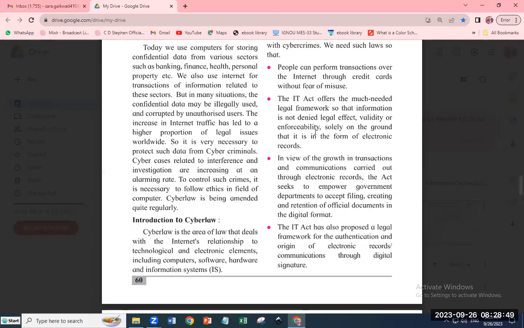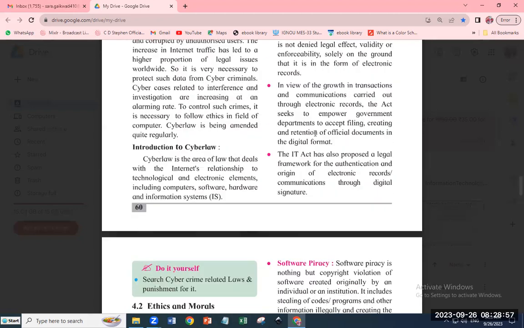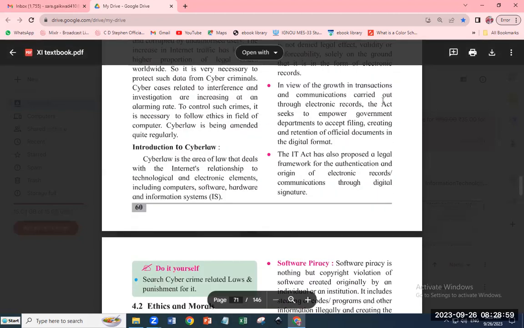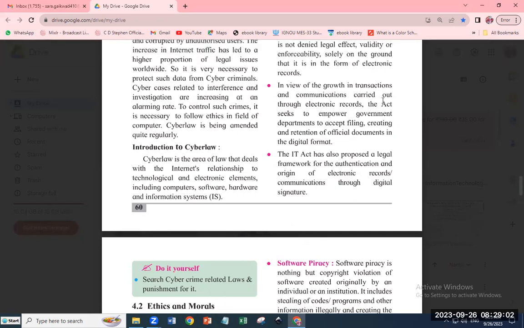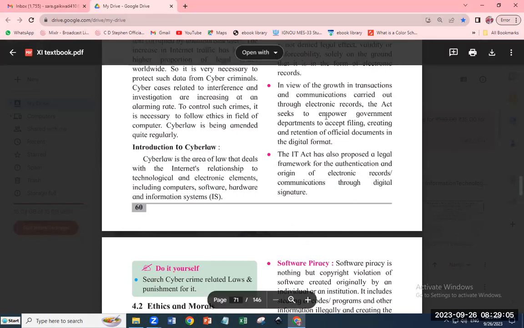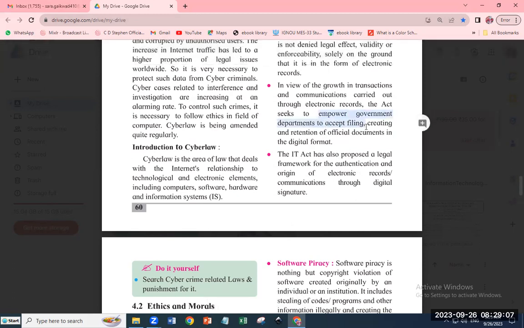If you want your information to be secure, you need to be in this framework, and that framework is given by the IT Act. In view of the growth in transactions and communications carried out through electronic records, the Act seeks to empower government departments to accept filing, creating, and retention of official documents in digital form. So many different government documents are coming up wherein the transactions take place with the help of electronic records.